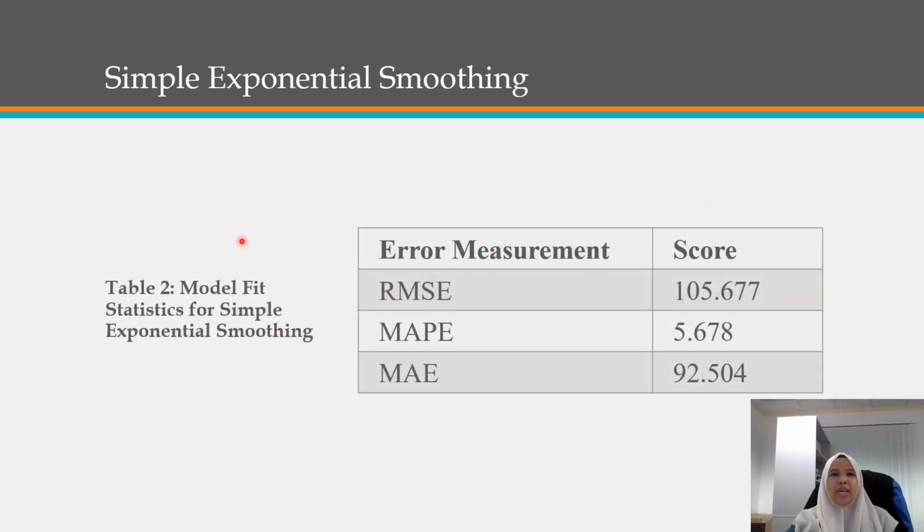Besides the graph, we can find the error measurements: RMSE, MAPE, MAE. For this study, it is generated by IBM SPSS, and this is the score for the particular error measurement, called the model fit statistics for simple exponential smoothing. As we can see here, MAPE is the lowest.